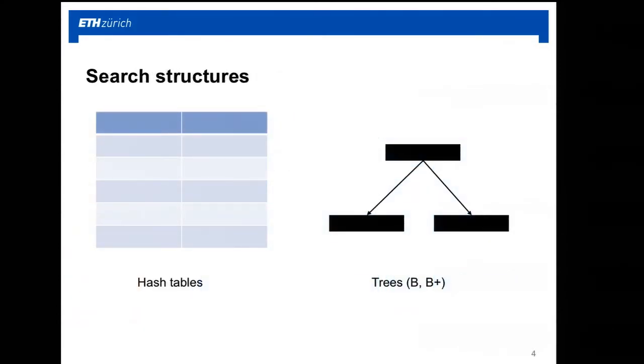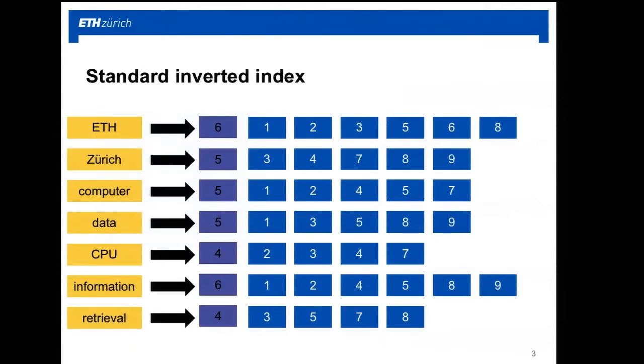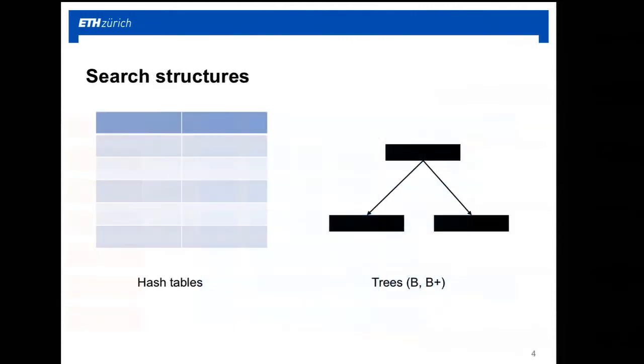So I told you about search structures. Why do we need the search structures? It's just that we need to be able to search here. It's not enough to just have the list of terms. We need to find them. How do we find them? We have 2 ways: hash tables and trees, B trees, B plus trees. Okay?